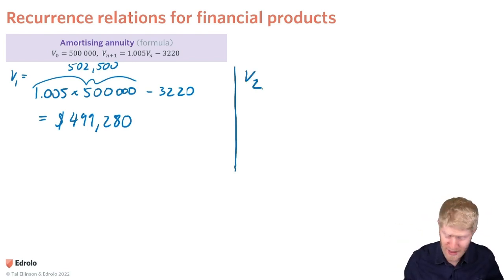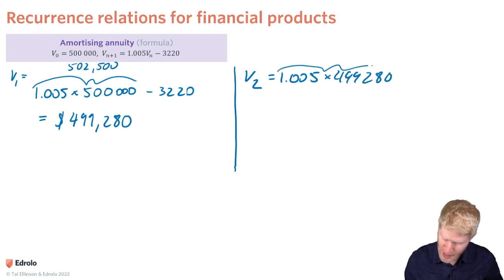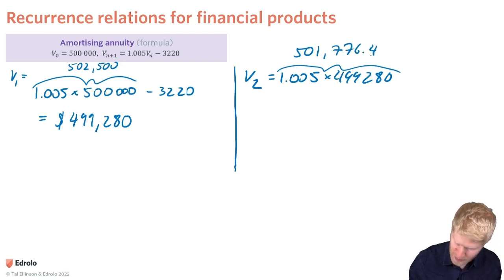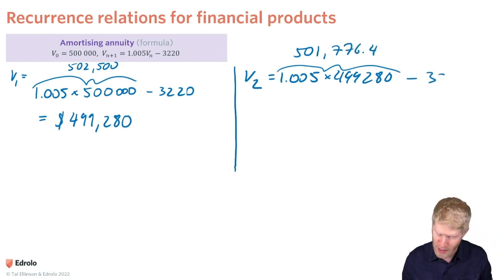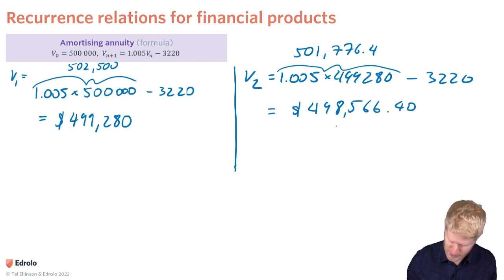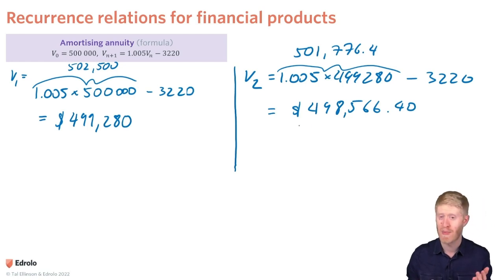Let's just confirm this and see what happens after the second month. All right. We take the balance that was in our annuity, which is $499,280, and yay, it gets a bit of interest. It grows to become $501,776.40. But then it's making that regular payment, $3,220, so it becomes $498,566.40. Sweet. Okay, can you see what's happening here?